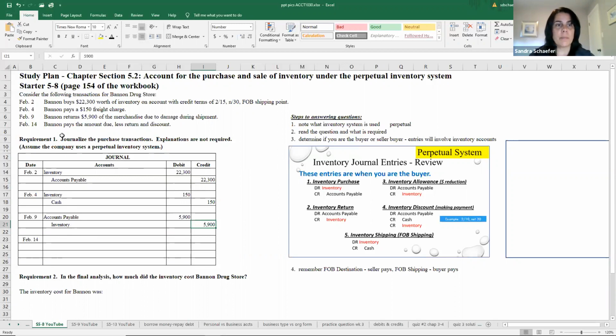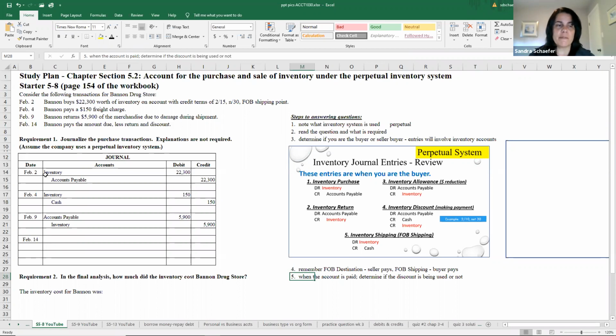In the last transaction, Bannon actually pays the full amount that's due from this set of transactions. It says that we're paying the amount less the return and we're taking the discount. Typically that is another question that I would ask when going through these transactions. When the account is paid, determine if the discount is being used or not. Here, the transaction tells you they're using the discount. Sometimes that's not always the case. Sometimes you have to figure out from the dates involved whether the discount can be used or not.